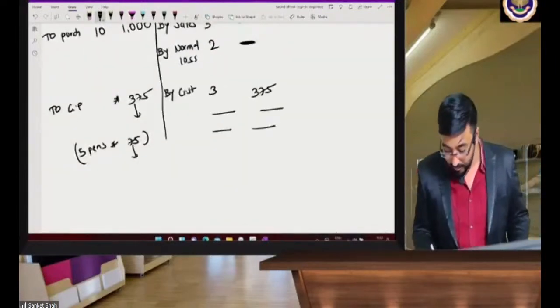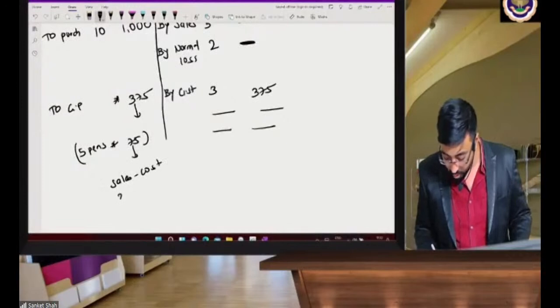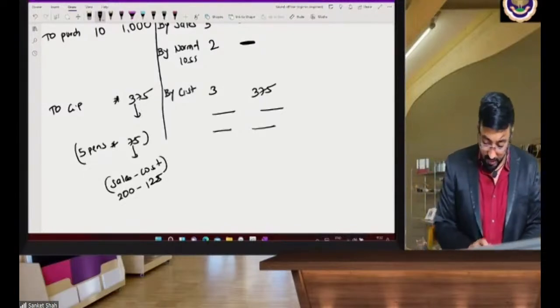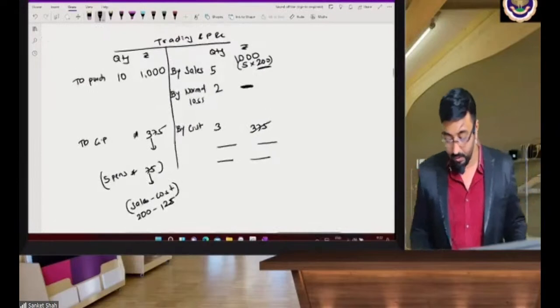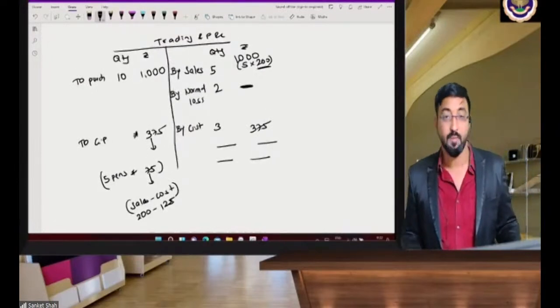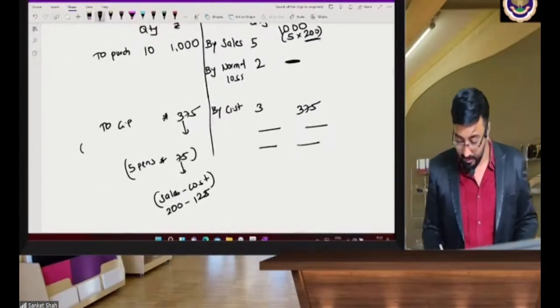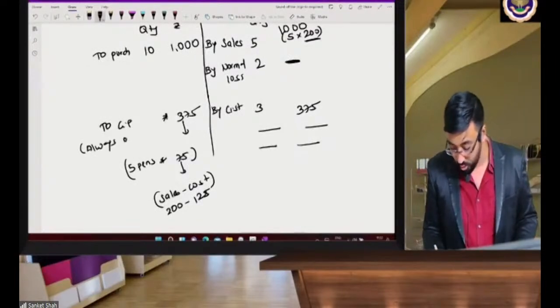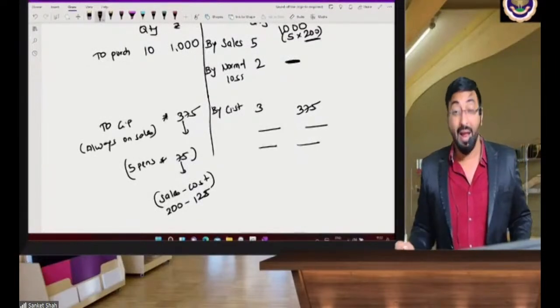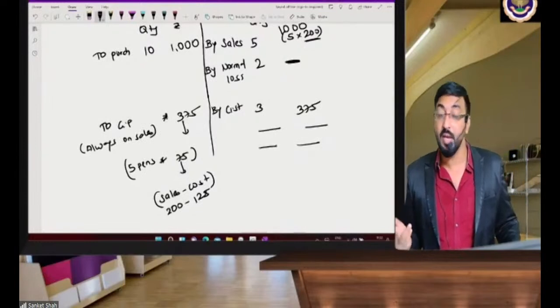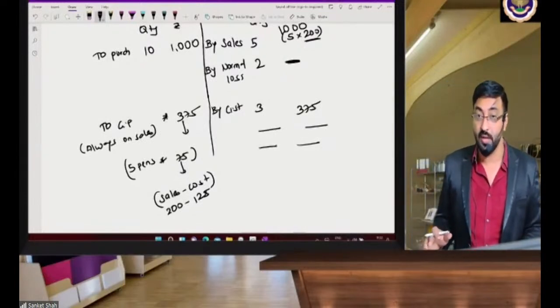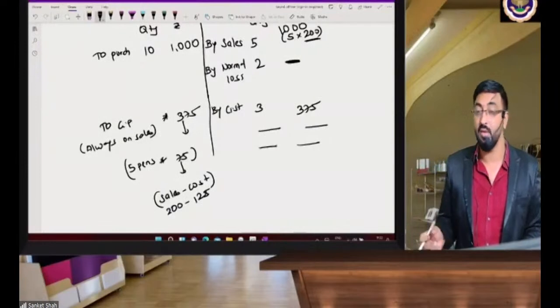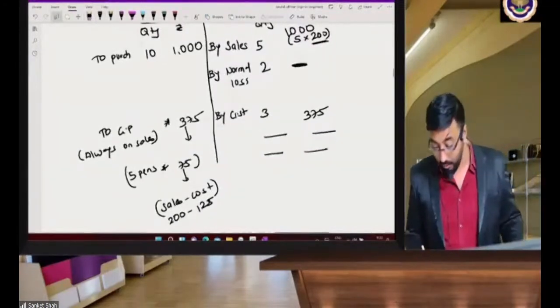How am I getting this profit? Sales minus cost. Sales is 200 and cost is 125, so 75. You can check 75 into 5, I'm getting 375 as GP, and GP is always on sales. Your faculty of the 7th chapter is going to explain this concept, so don't worry. GP is always on sales, and even in inventory valuation you are aware of this concept.